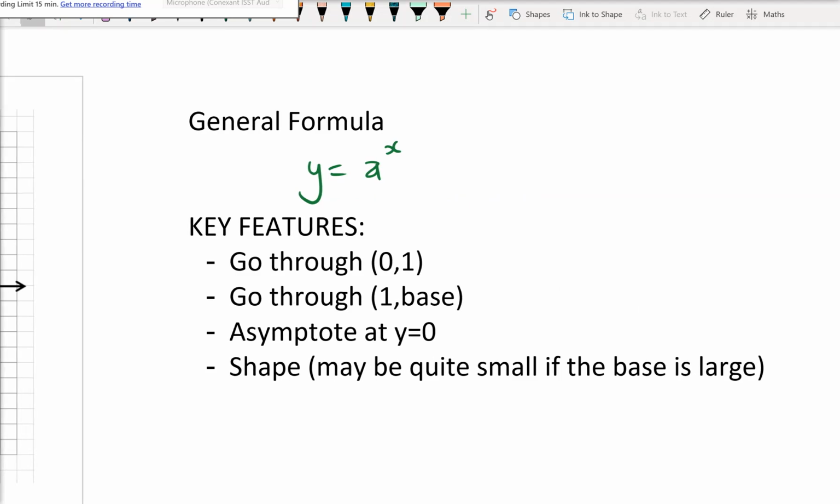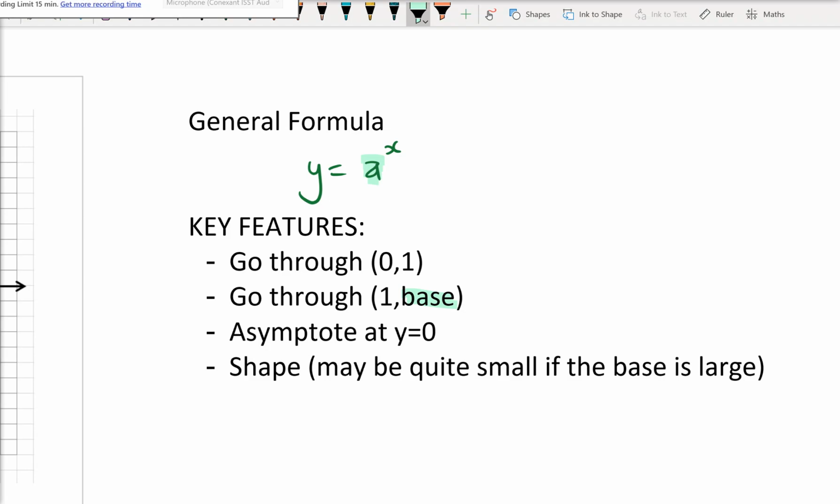Key features will be it goes through 0, 1, it goes through 1 and whatever that base is there. So this is my base, so that is my base there. We'll have an asymptote at y equals 0, so in other words at x-axis. And your graph, it might be quite small based on the shape. Okay, just like I drew over there. Are there any questions with those key features?